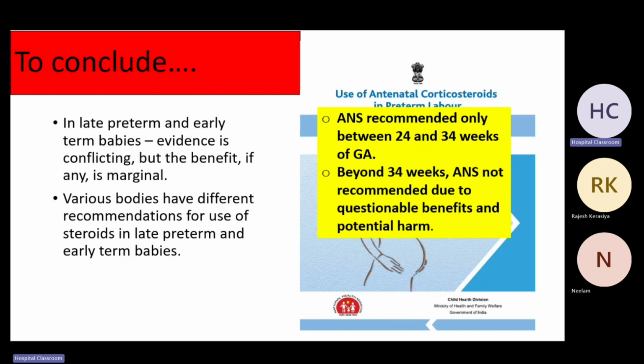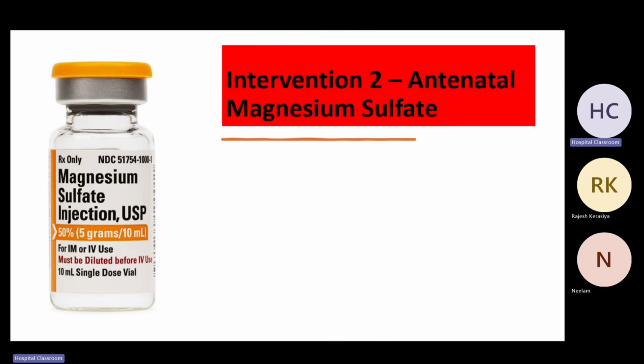What the Indian guidelines say is that you should give steroids only between 24 to 34 weeks of gestation. Beyond 34 weeks of gestation, since the benefits are questionable and there is a potential for harm, steroids should definitely not be used. This is one thing which we should always emphasize to our obstetric colleagues also, that beyond 34 weeks, since there is not much evidence of benefit, it is better to avoid giving steroids. Then coming to the second intervention, that is antenatal magnesium sulfate.